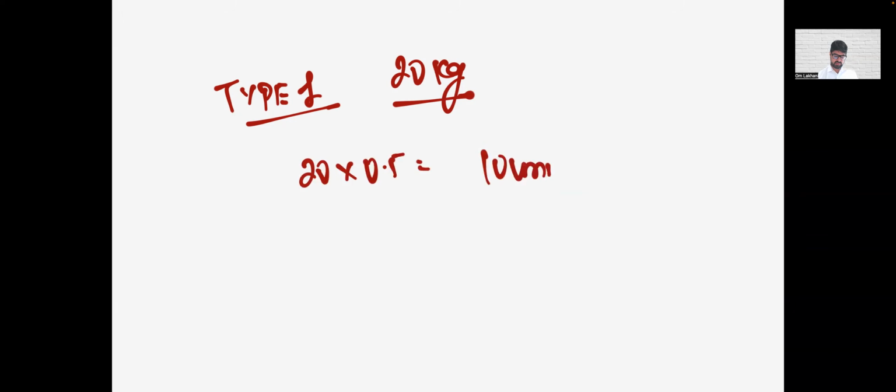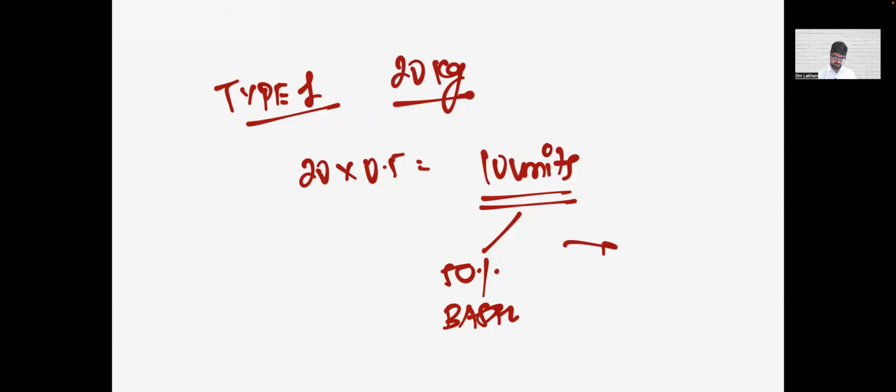Let's say it's a child who weighs 20 kgs. So this is a 20 kg child and you want to start an insulin regime for this patient. All you have to do is 20 into 0.5, which will be 10. So these 10 units will be the total dose of insulin which this child should receive over 24 hours. Now this total dose is then divided into 50% basal and 50% bolus insulin.